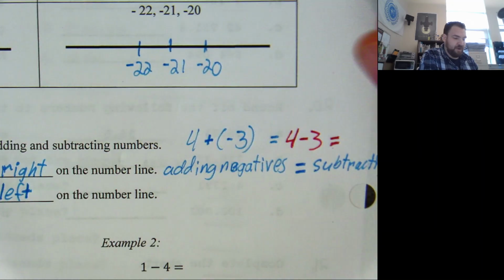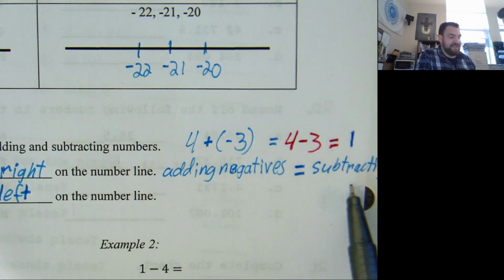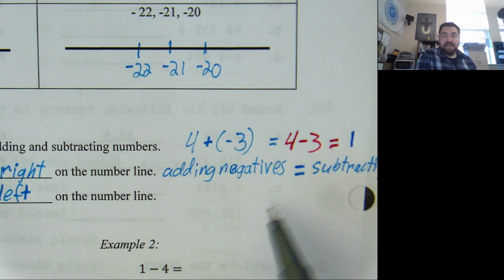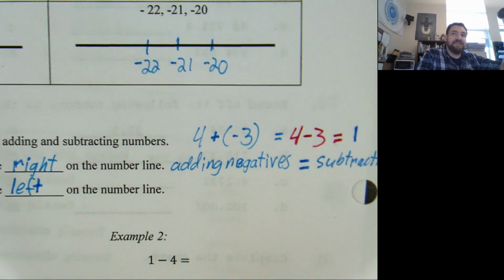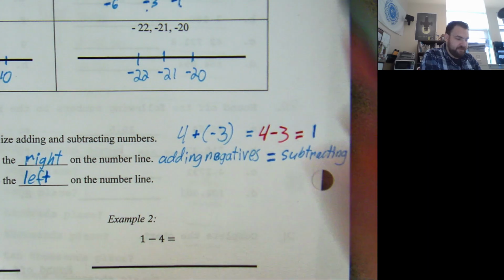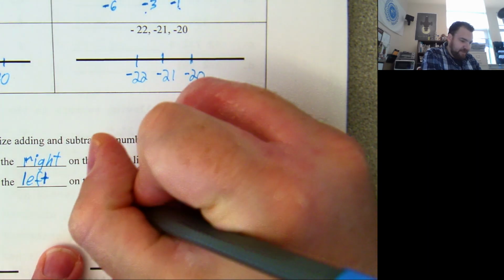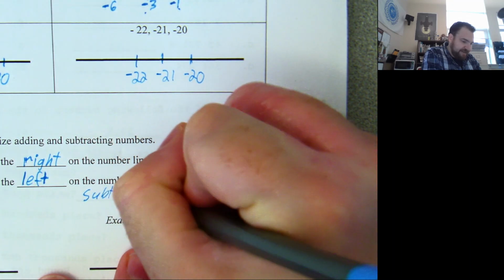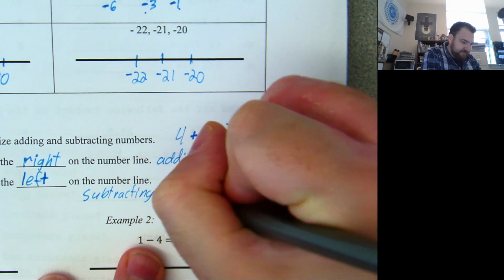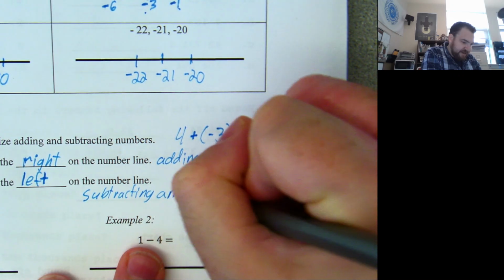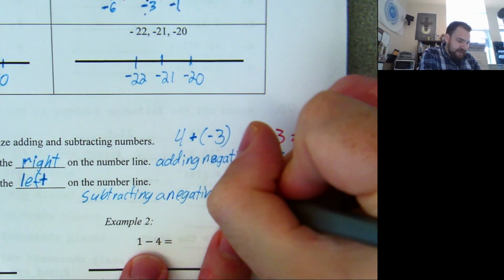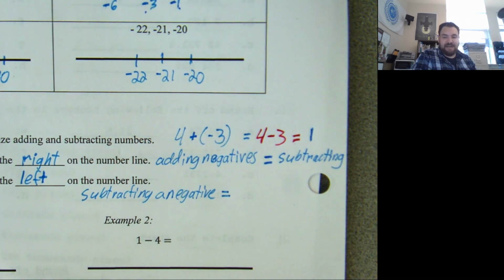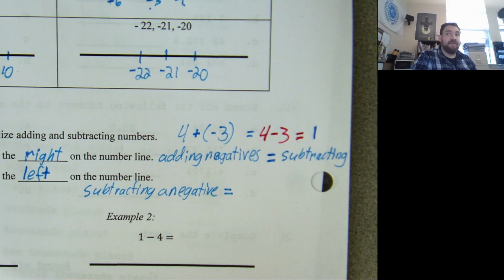So that's how we use a number line to model this. So 4 minus 3 is 1, because adding negatives is the same as subtracting. Let's go the other way. What if I'm subtracting something negative? I'll put it over here. Subtracting a negative equals, or is the same as, what?